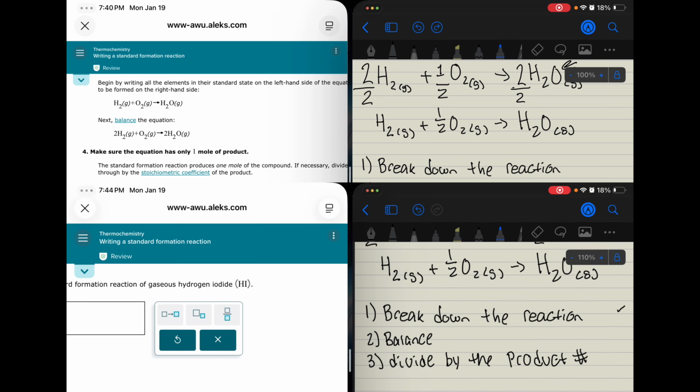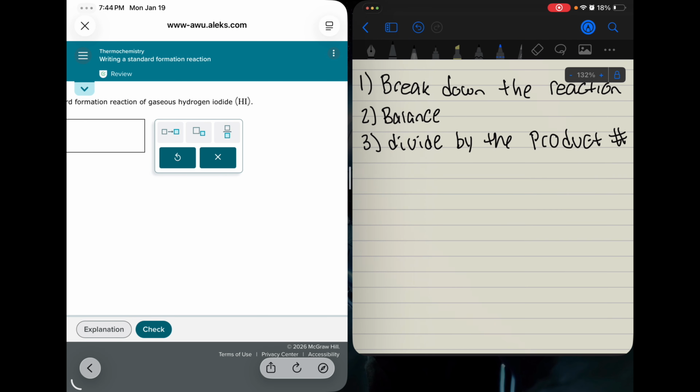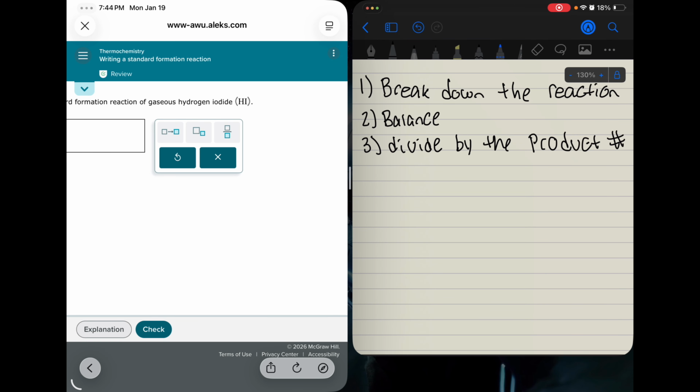Okay, here we have another pretty simple writing a standard formation reaction question. So we have hydrogen iodide. So first things first, step 1, we're going to break down the reaction. We have hydrogen, and we also have iodide.